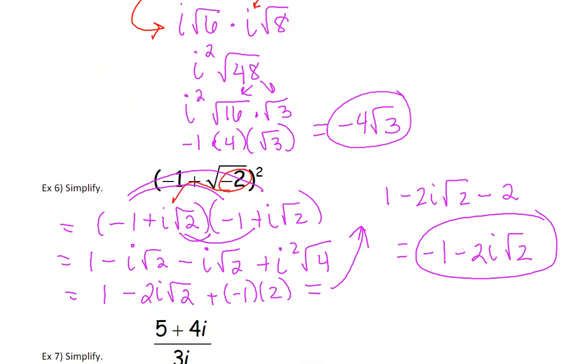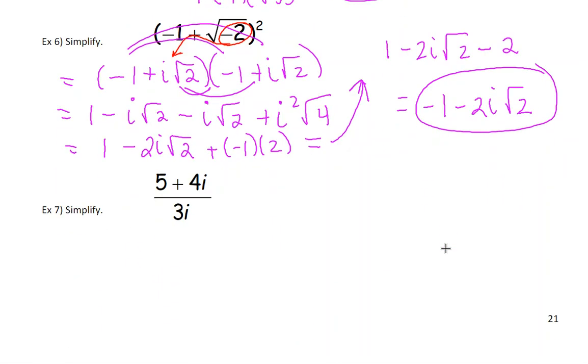Notice how I made that into i root 2. And then what I did is I just distributed. Got to be real careful here with everything that's going on. When you take -1 times i root 2, that's negative i root 2. Same thing here. And then i squared root 4. I changed i squared into -1, root 4 into 2, and then just combined all my like terms.